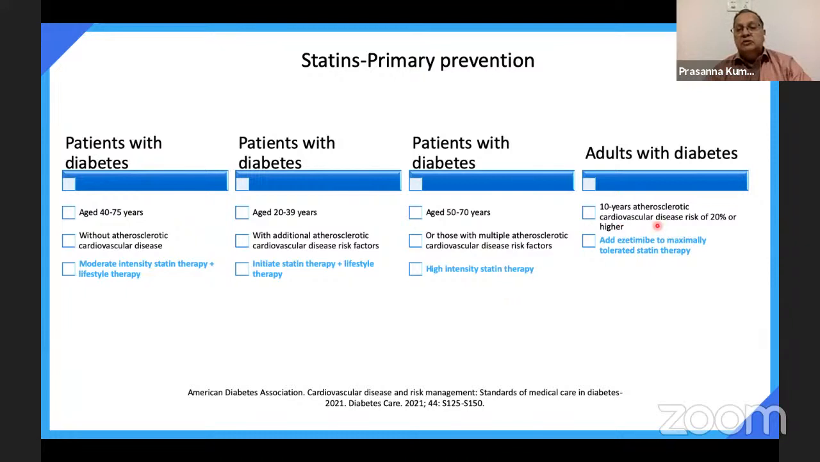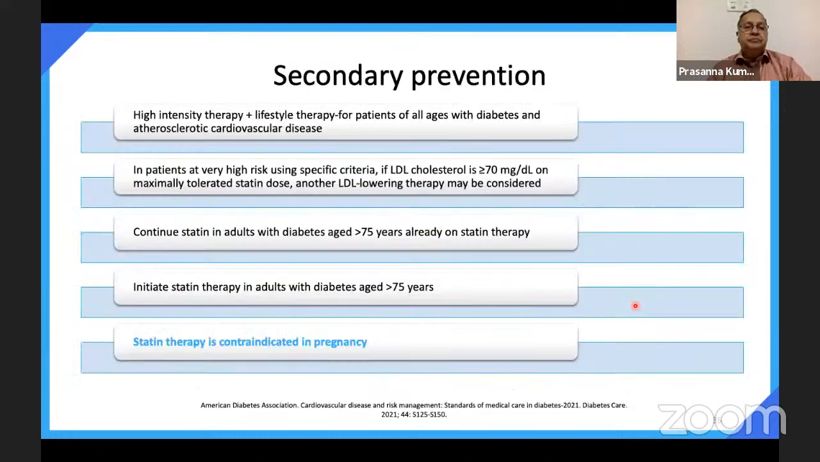10-year atherosclerotic heart disease risk of 20% or higher, and estimate to maximally tolerated statin therapy. So this is the latest guideline where, depending upon the age of the patient, 20 to 40, 40 to 75, and patient with diabetes and patient with additional atherosclerotic cardiovascular risk, you decide whether they are moderate risk or high risk, and whether you should have only statins or add ezetimibe along with that.